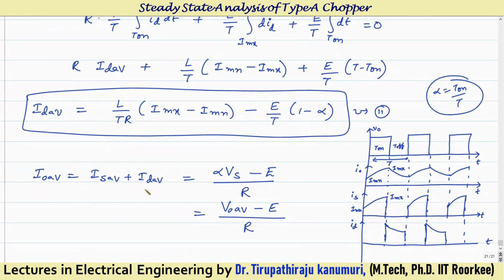Okay, now similar way I can calculate the I naught average. I naught average is nothing but average for this wave. This is half wave, this is half wave. This is nothing but average value of Is plus average value of Id. So that's why I can write it as Is average plus Id average. This will become alpha times of Vs minus E divided by R when we substitute and simplify. This alpha times of Vs is nothing but V naught average value, because output voltage is Vs for a duration of t on out of the total duration. So Vs into alpha gives V naught average value minus E divided by R.